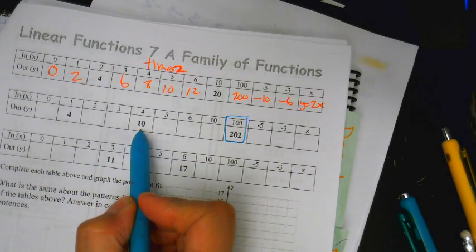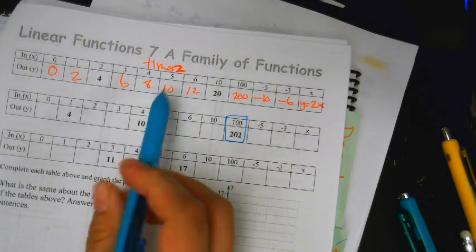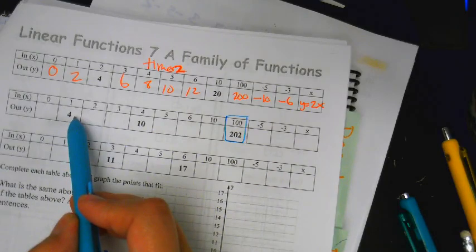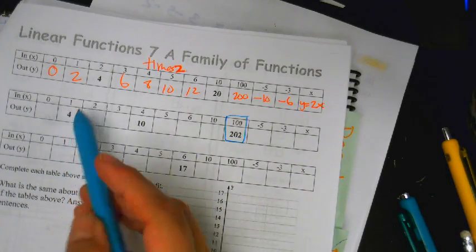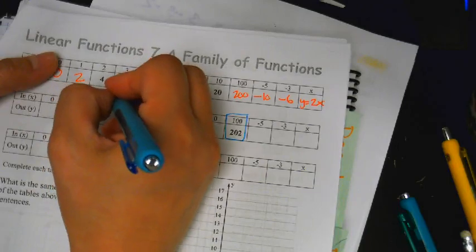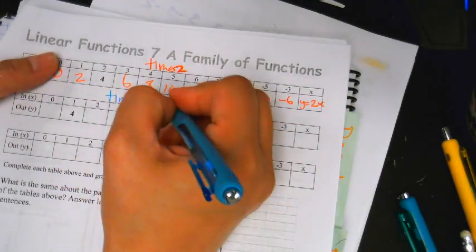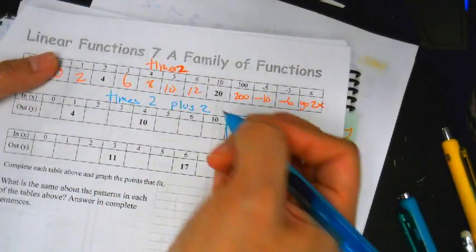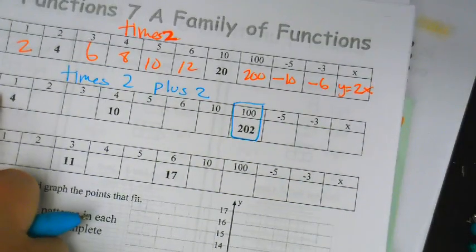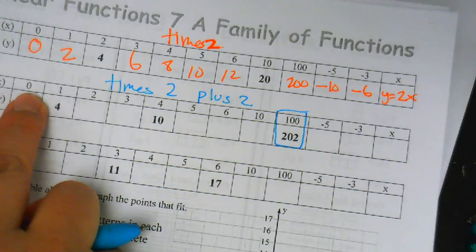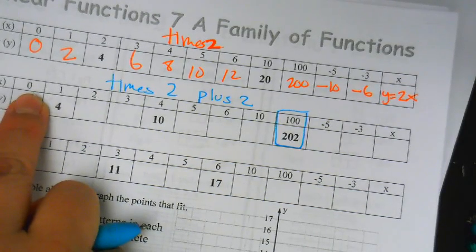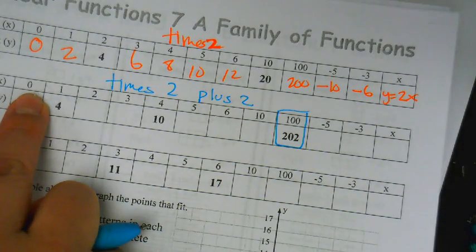Does it work? Yes. Do it to the 1, it's going to turn into 2 plus 2 and then it's going to be 4. So what are we doing? Times 2 plus 2. All right, everybody do that. Everybody take the top number times 2 plus 2.